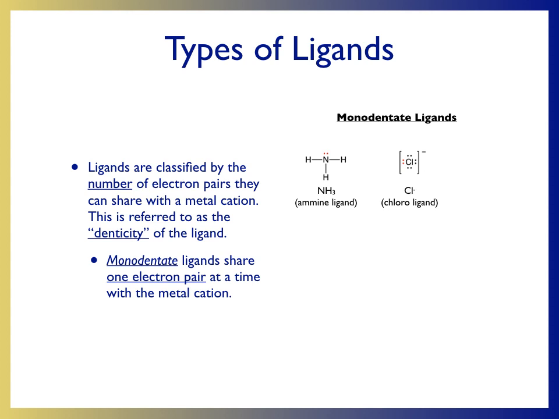Notice that the chloride ion has 4 pairs of electrons surrounding it. Only one of those pairs of electrons can be shared with a transition metal ion at one time. Another common ligand is the cyano ligand, or CN-. You see that there are 2 electron pairs for CN-. Only one of those electron pairs can be shared with a transition metal ion at one time. There are many other monodentate ligands that you'll encounter in this unit.